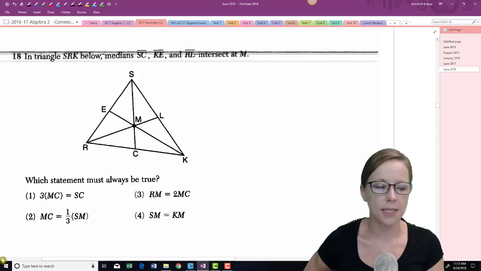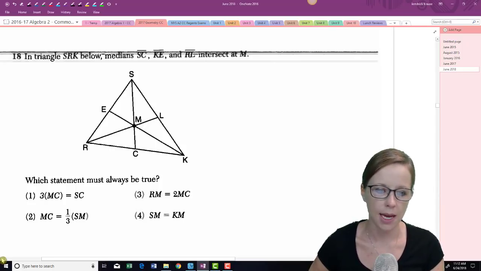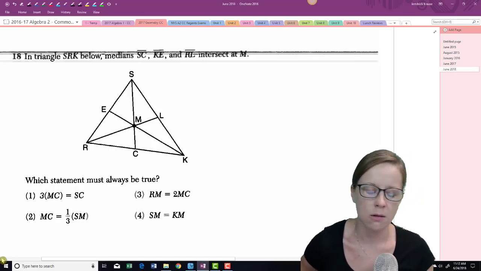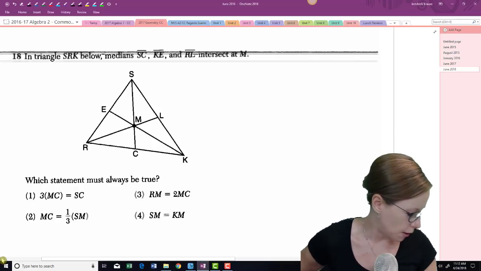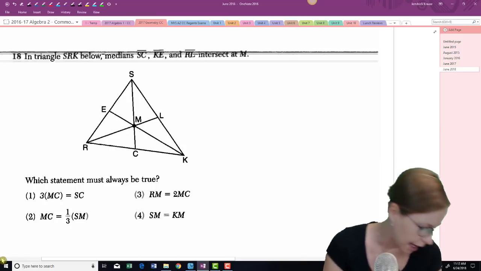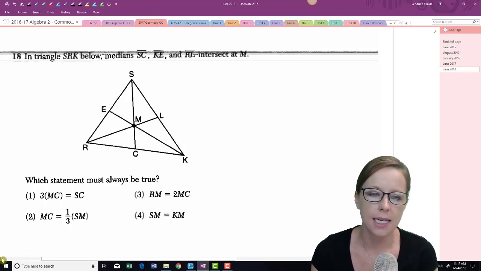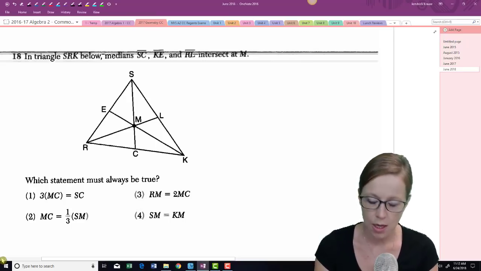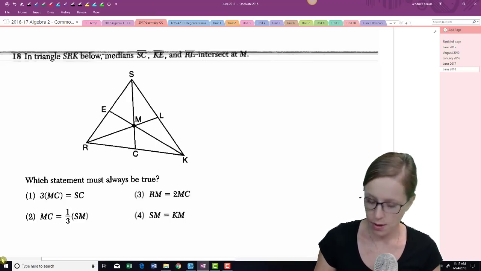All right, so this question here, you may not have remembered this, and the way it was written was kind of tricky, so don't feel bad about yourself. In triangle SRK, medians SC, KE, and HL intersect at M. Which statement must be true?